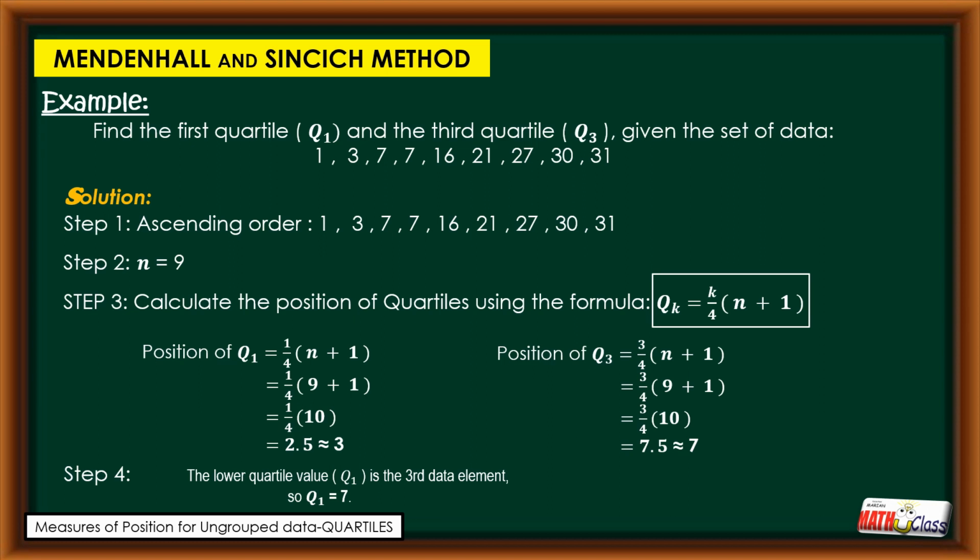Therefore, the upper quartile value or Q3 is the seventh data element. Let us look at the seventh element in the data set in step 1. We can see that the value of the seventh element is 27. So Q3 is equal to 27. And that's all for this lesson about quartiles for ungrouped data.